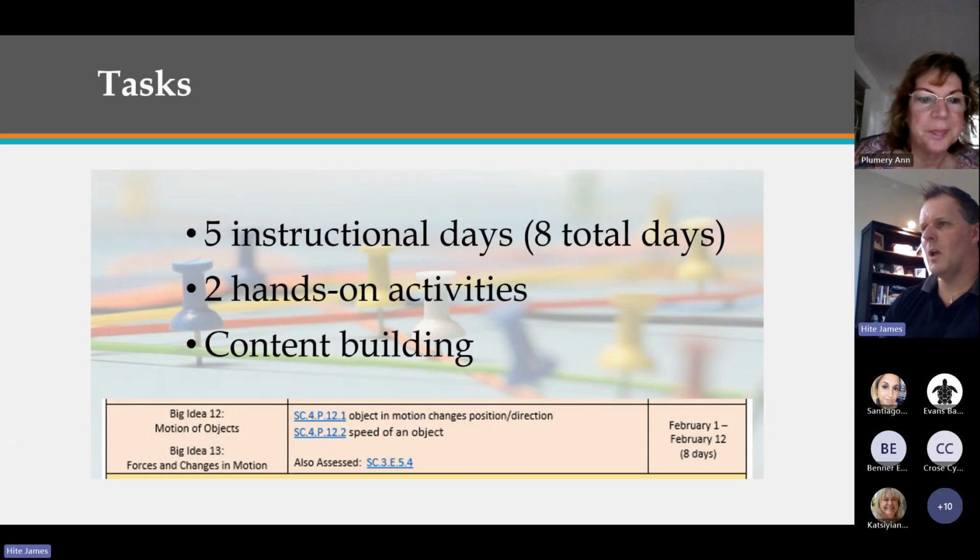Cool. So the task, so it's an 8-day unit, but there's only 5 instructional days for this Big Idea unit. There are 2 hands-on activities that go along with that. And there's content building within the day, but there's also 1 day that's dedicated to just making sure they understand the concept of speed, position, and some of these other vocabulary terms. So you can see that starts February 1st on the timeline, and everybody's in different places, so that's totally okay.